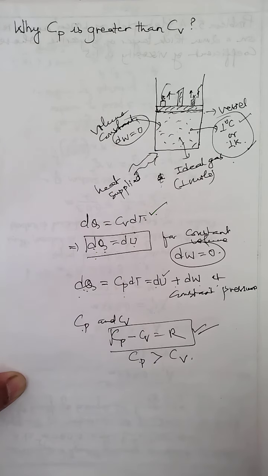Okay, now I have explained in detail the theory part of this chapter, isothermal and adiabatic processes. Now in the next YouTube video, we will solve some numericals.